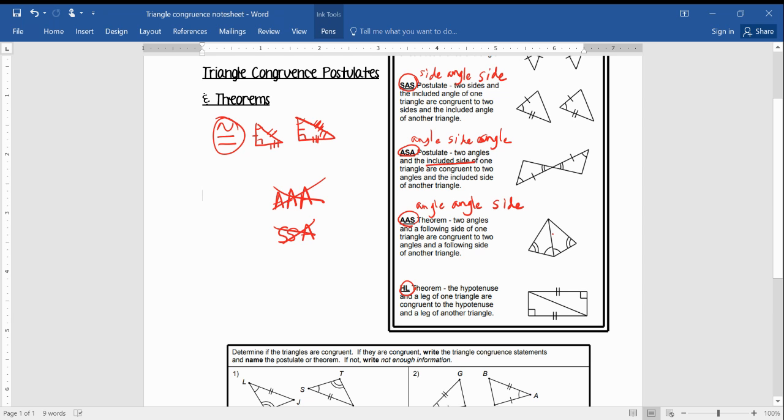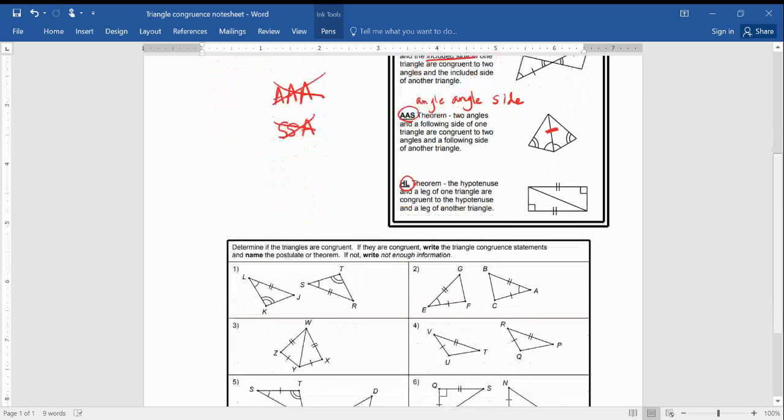So look at this. You've got two triangles together right here. Do you see this one side that they both share? That side was also congruent to the other side in that triangle. They share that side, so it's congruent to itself. So we can say AAS for that one.